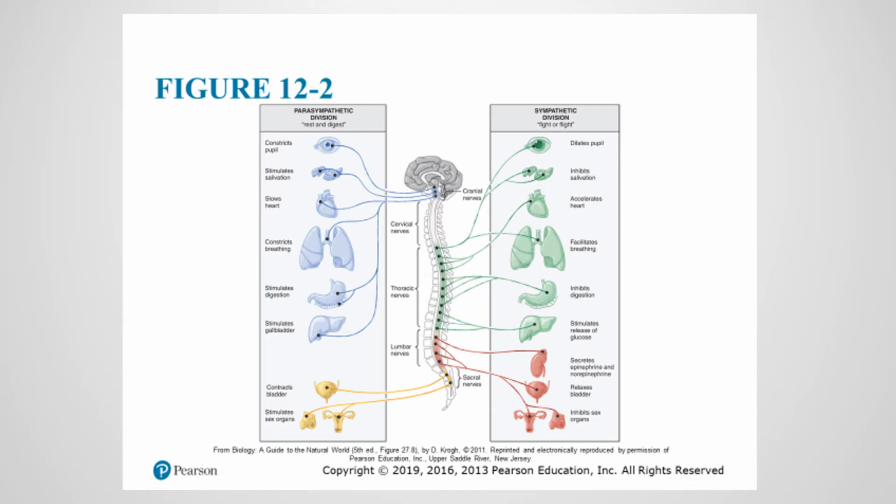So there are slight differences, because remember the sympathetic system wants to get you ready for some kind of action. That's why it's releasing glucose from your liver. That's why it's stimulating the adrenal gland to secrete epinephrine and norepinephrine into the bloodstream. That's why it's relaxing the bladder, because it doesn't want you to urinate right now. It wants you to hold it.